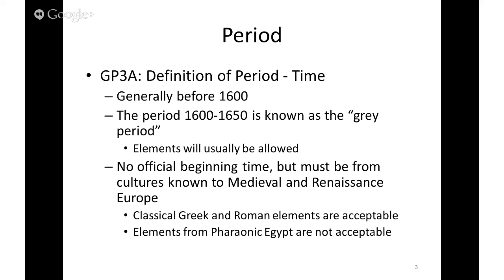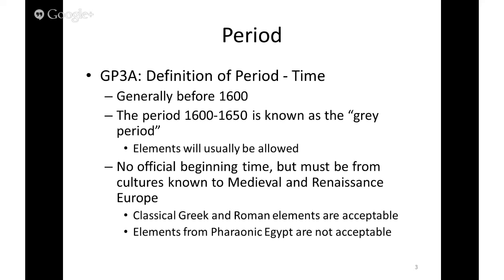So first off, we looked at this in the first class, but as a refresher, we have to look at what is period. The SCA defines period as before 1600. So that's what we want: names from before 1600. However, we allow something called the gray period, which is the period between 1600 and 1650, and we will allow name elements from the gray period.